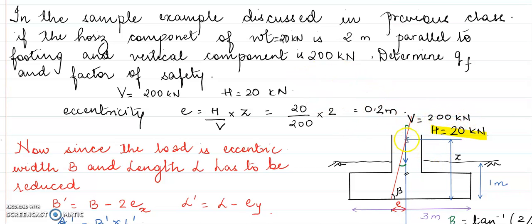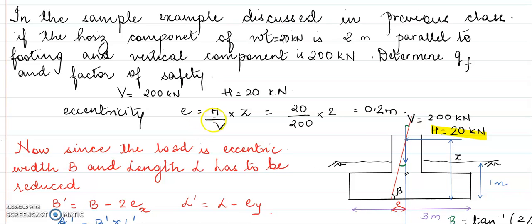Now over here it is acting along the vertical line, so the resultant force is only eccentric around the y-axis. It has an eccentricity of only ex. Can you see? So in this case, our resultant load is only away from the y-axis. It's not away from the x-axis. Now, let's calculate the eccentricity. What is the vertical load? 200 kilonewton. Horizontal load is 20 kilonewton.